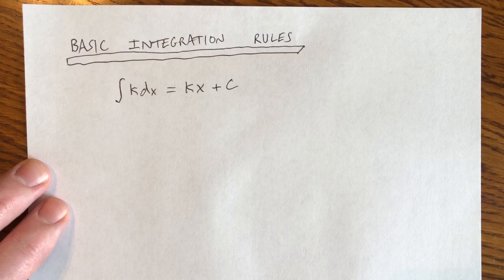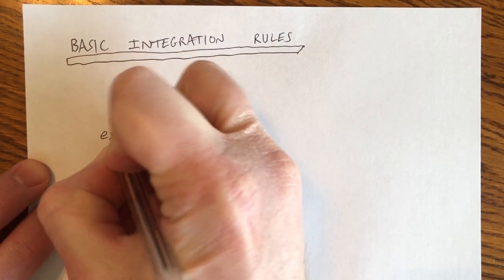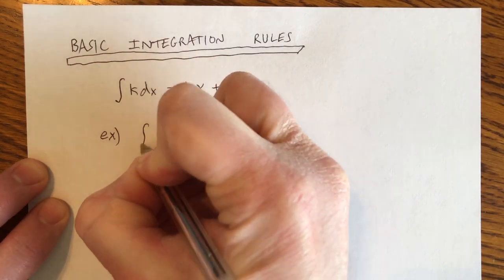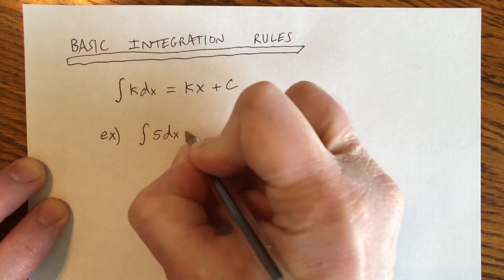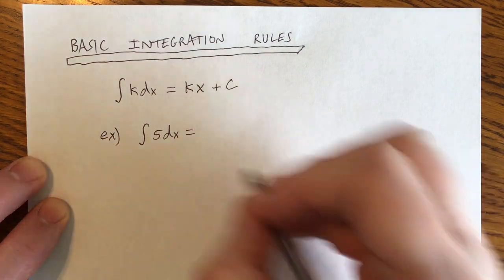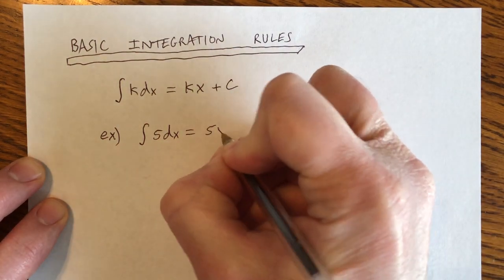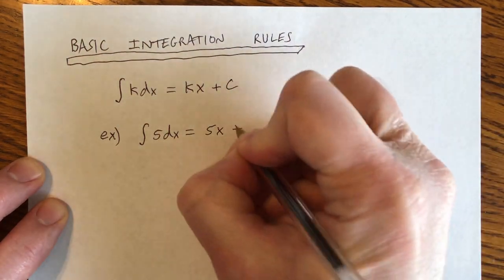So an example of this would be perhaps the indefinite integral of 5 with respect to x. That's just going to give us the result of 5 times x, 5x, plus c.